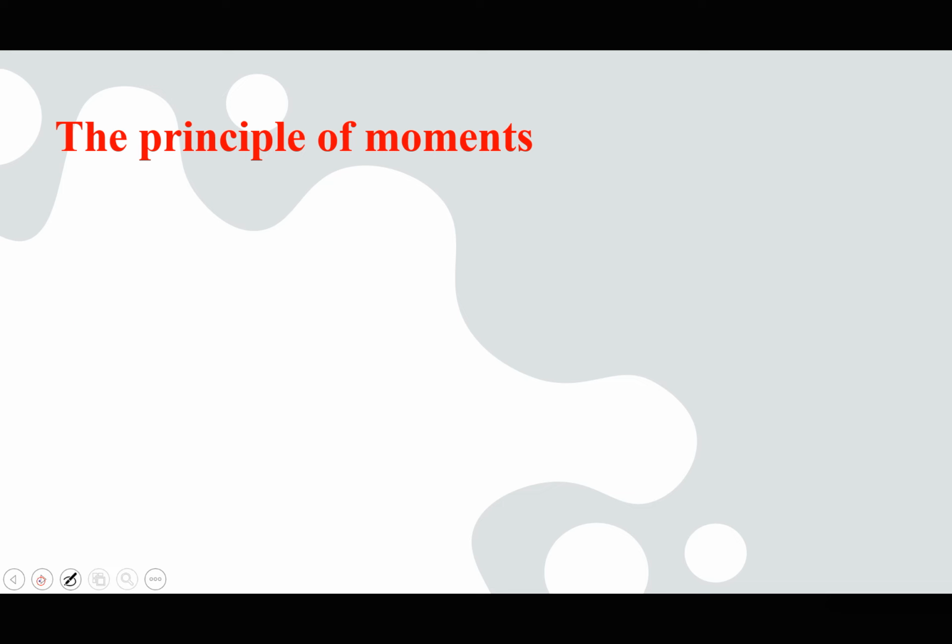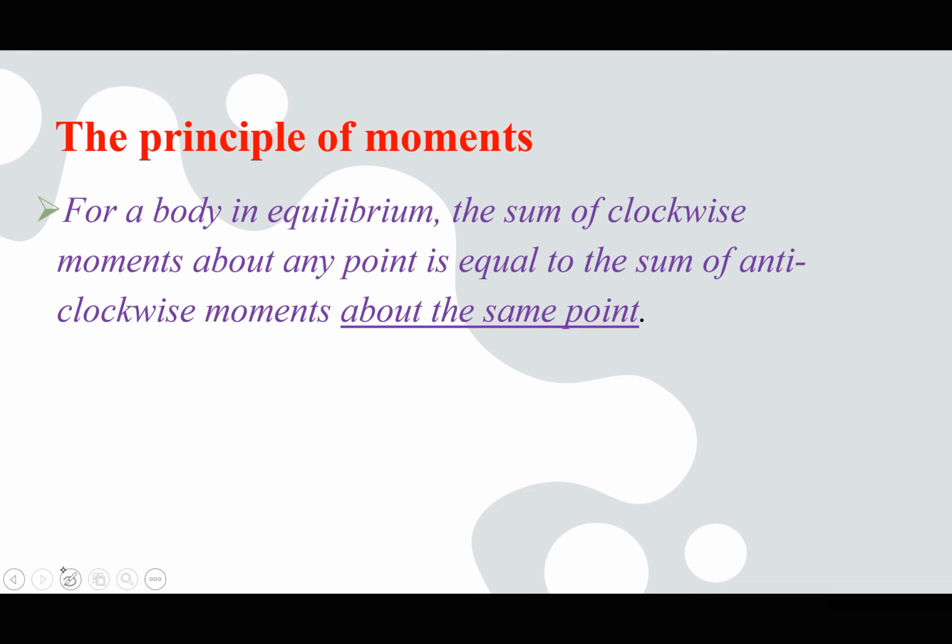So the principle of moments states that for a body in equilibrium, the sum of clockwise moments, it must be the sum, or the total clockwise moments, about any point is equal to the sum of anticlockwise moments about the same point. So for a body in equilibrium, the sum of clockwise moments about any point is equal to the sum of anticlockwise moments about the same point. That is the principle of moments.